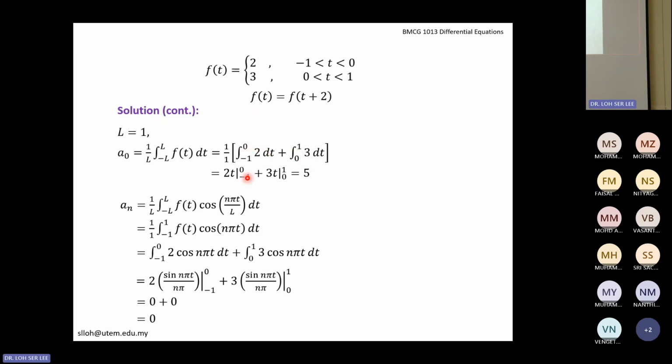Then you just integrate as usual, integrate 2 with respect to t. You get 2t from -1 up to 0, and this is 3t from 0 up to 1. Just substitute 0 into t and then minus the substitution of -1 into t, and solve this as well. You get 5. Next, we find a_n. This is the formula for a_n. So you substitute the L value here, here, here, and also here.